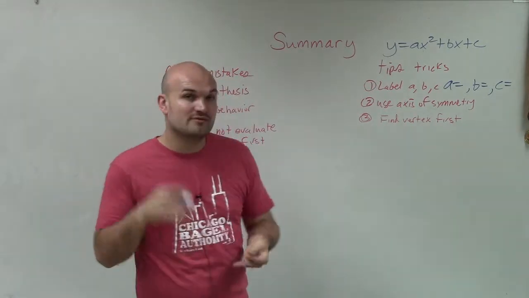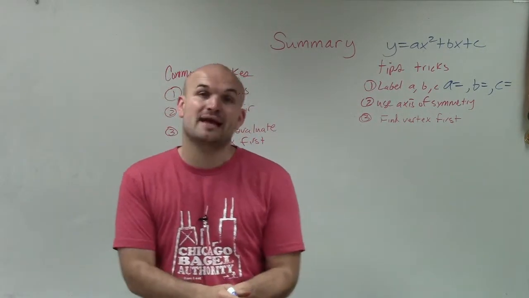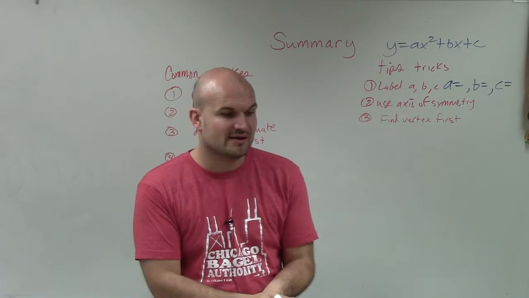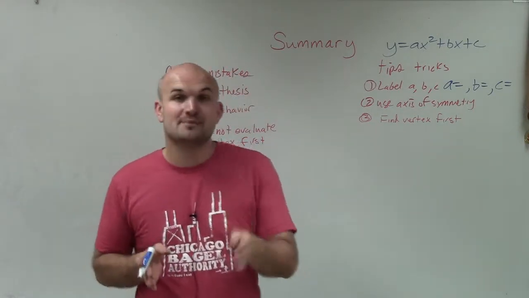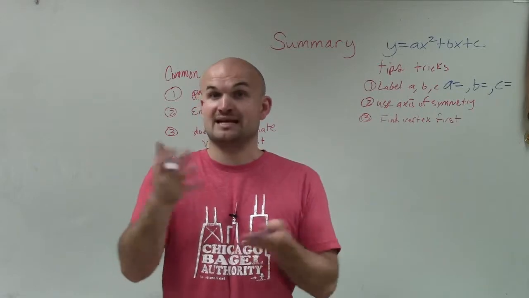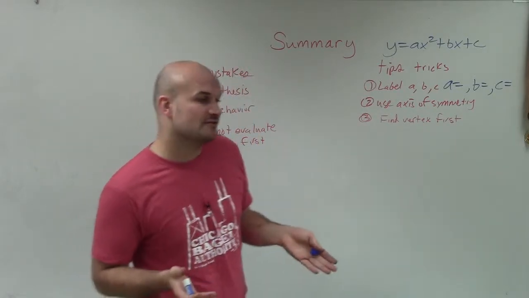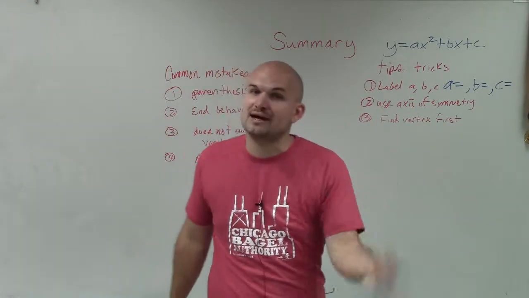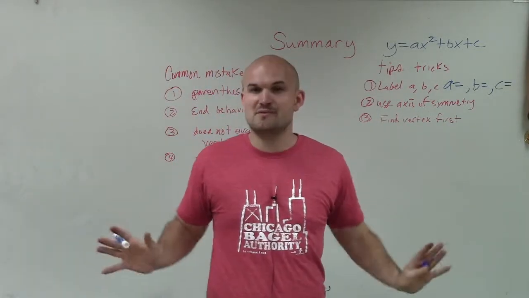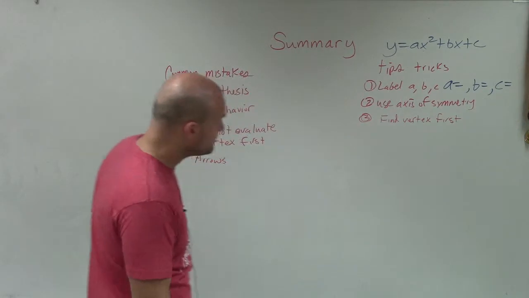It's also very important for evaluating the end behavior as well as evaluating the axis of symmetry, because the formula for the axis of symmetry is the opposite of B divided by 2A. We have to know what B and A are. And the end behavior is all based off of what A is. So we just want to make sure we label and write them down. Trust me, I know it's a little bit more work, but it is helpful.